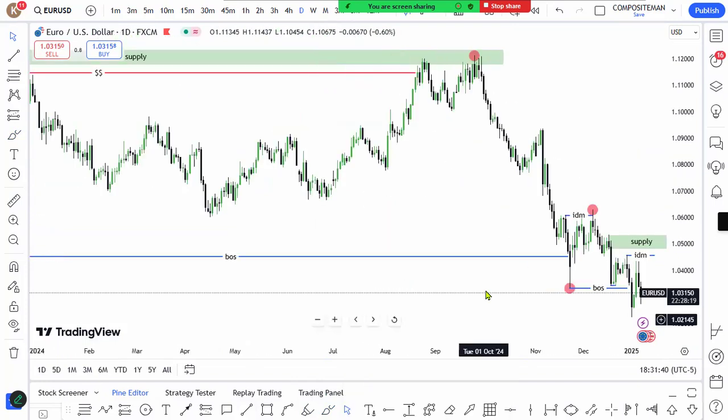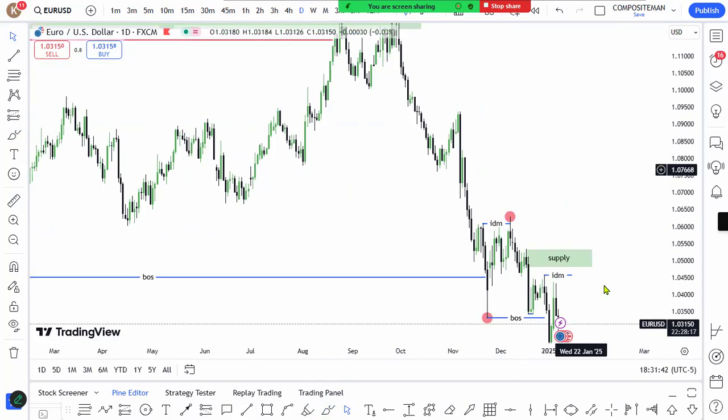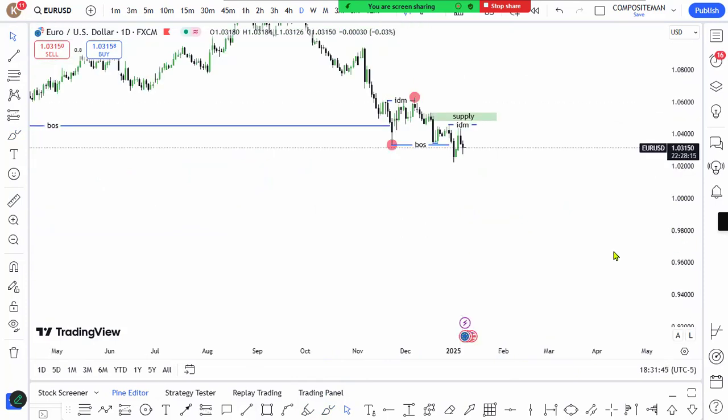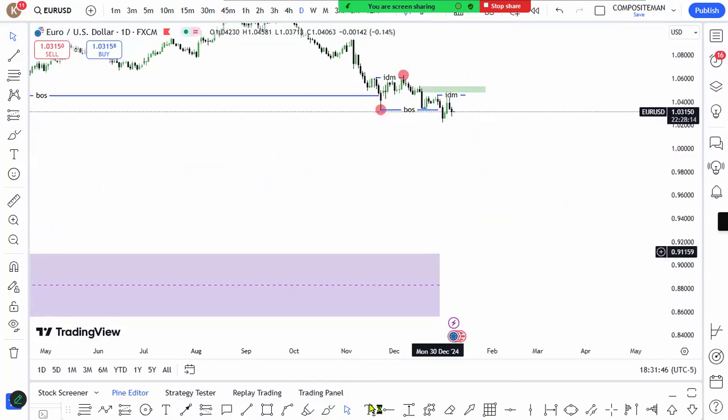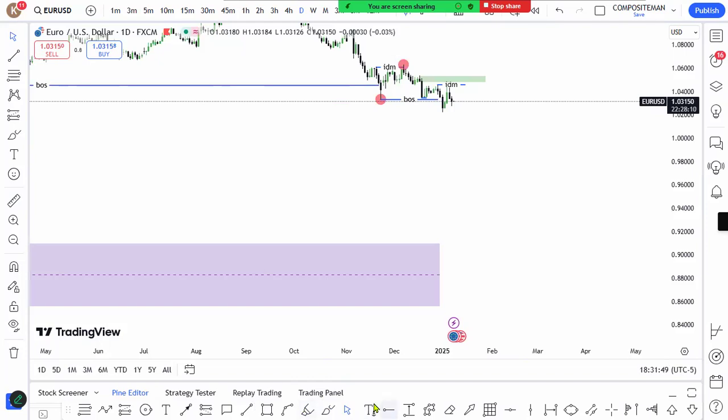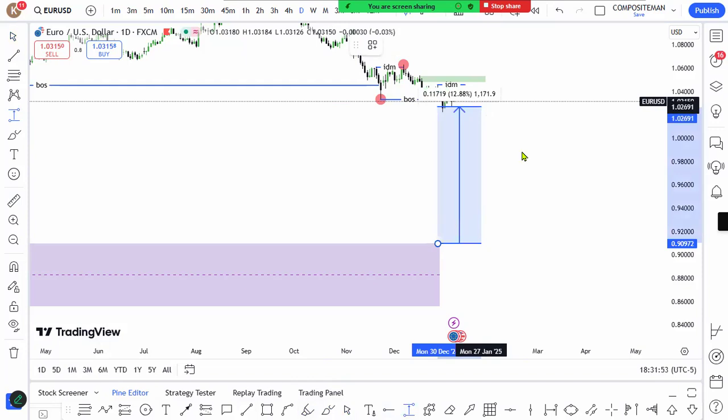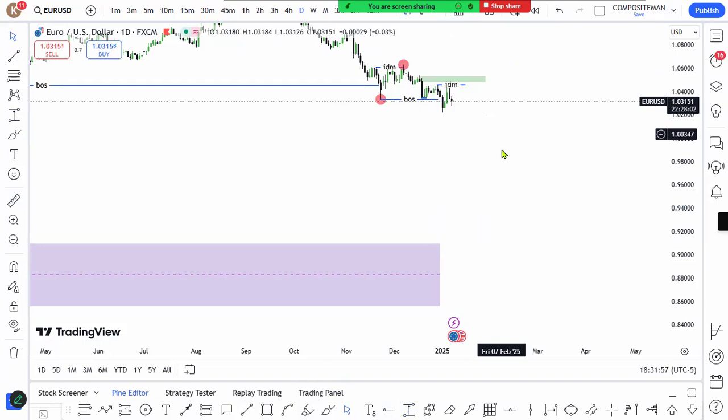level, below here. There's a demand. There's a demand here, a monthly demand zone that we're heading to, and this is around how many pips? This level to where the market is. Around 1,000 pips. Here's where we're heading.